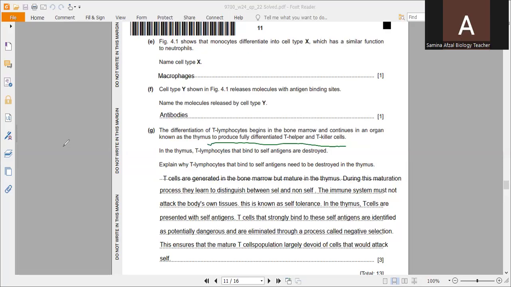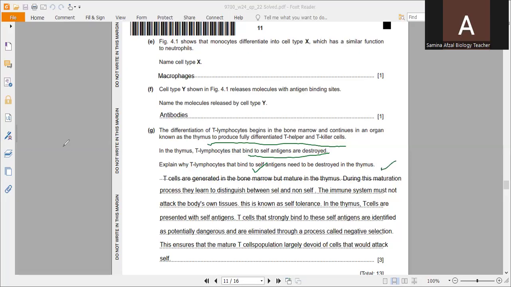In the thymus, T cells are presented with self antigens. T cells that bind strongly to these self antigens are identified as potentially dangerous and are eliminated through a process called negative selection. So after this explanation, the answer can be: T cells are generated in the bone marrow. They are produced in bone marrow but mature in the thymus.